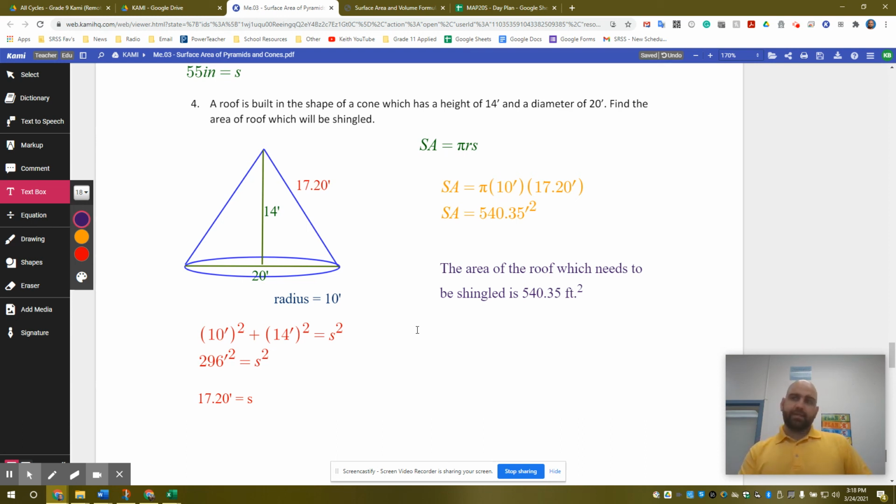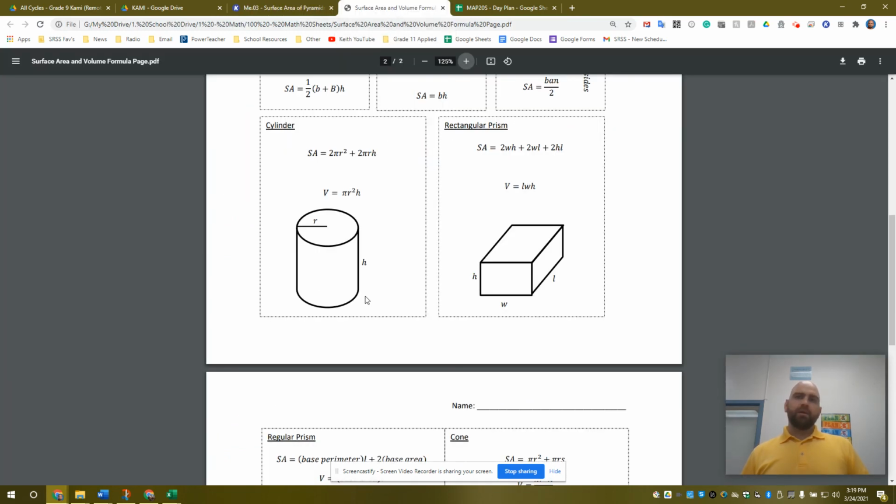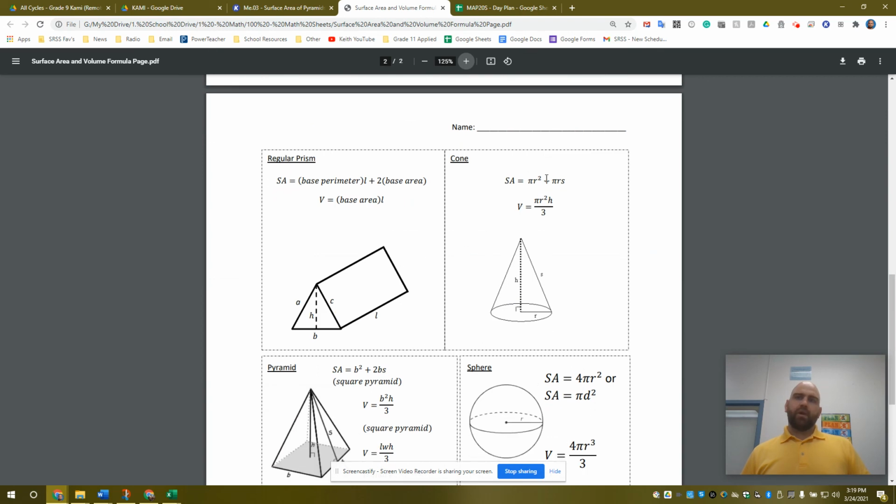If you have context, you need to know, are you doing the whole thing or just the lateral area? Or even in a regular one, if it asks for lateral area, we just do this. If we're asked for the whole thing, then we use the entire formula for a cone. Now, a reminder, your formulas for a cone, you have it right here. Surface area is equal to pi r squared plus pi rs. This is in your formula sheet, so you have that there, and I've given you a diagram for it as well.